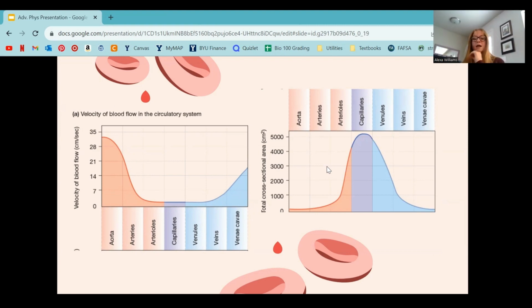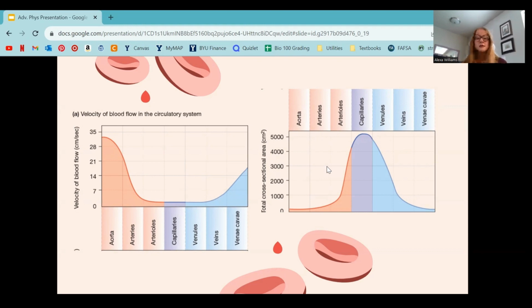small channels. And according to the principle of continuity, when the total cross-sectional area is larger, as seen in the graph on the right for capillaries, the velocity of blood flow decreases, as seen in the graph on the left for the capillaries. And this is a consequence of the same volume of blood having to pass through a much larger space, which results in a slower flow rate.